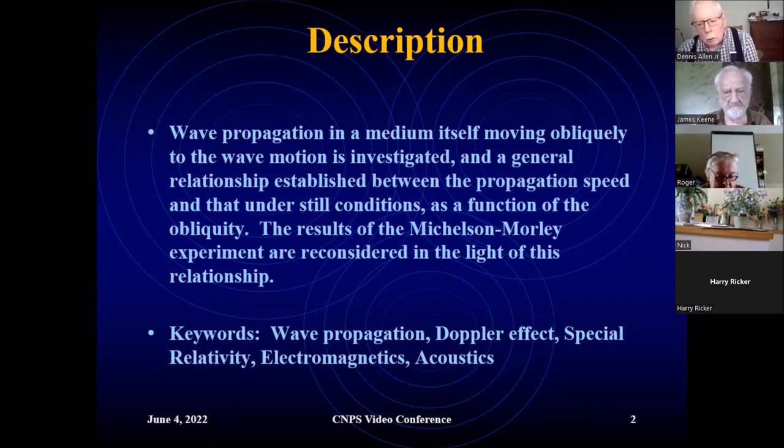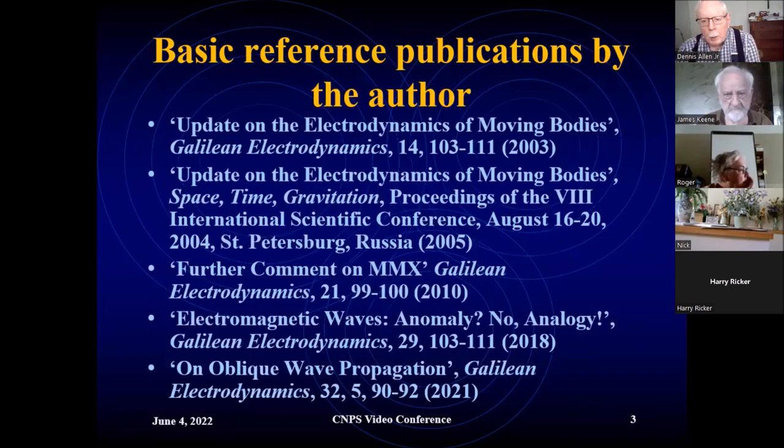But he worked out an equation that was actually independent of the angle of obliquity, so that there should be no difference in the time of transit against any ether wind at all. And therefore that would explain the null result of the Michelson-Morley experiment, which he accepts. Well, I was actually discussing this with Denny, and this seemed quite counterintuitive. So this spurred me on to do this analysis. I'll just give some basic references before I get into the meat of it.